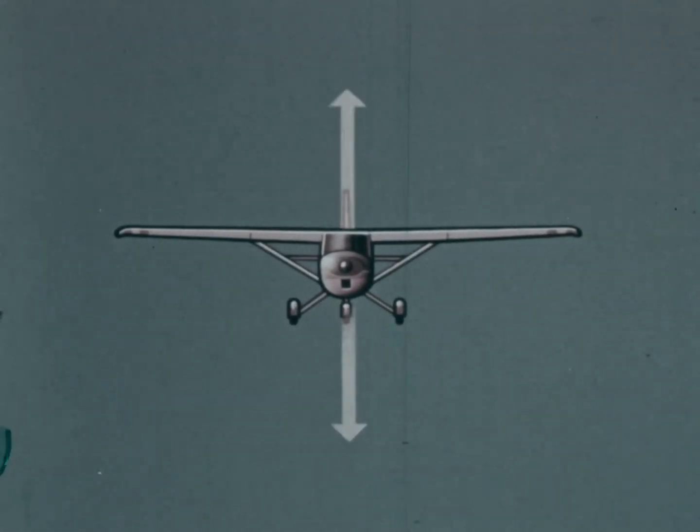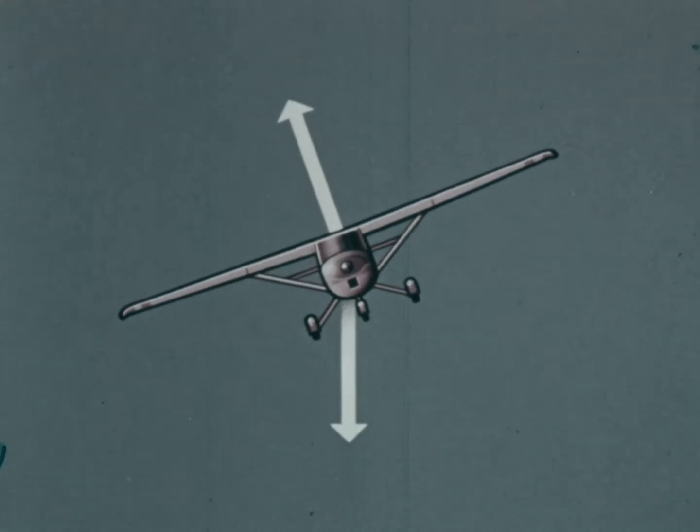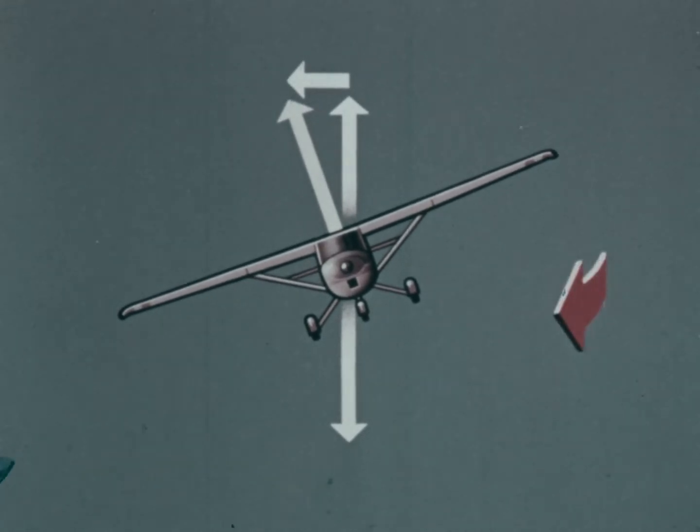This means that lift has a double part to play in the turn. As we bank into the turn, lift acts partly into the center of the turn to counter centrifugal force, and partly vertically upward to balance weight. The airplane turns.